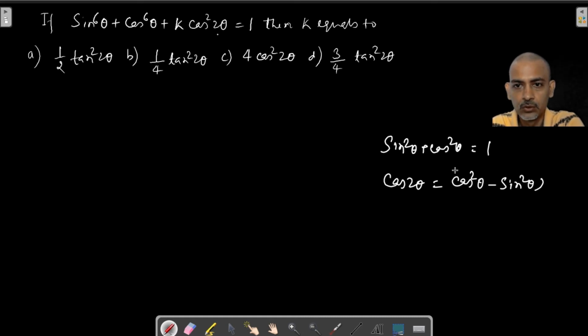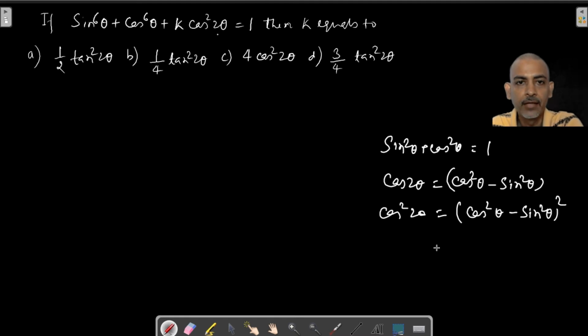You can see that there is again some expression in terms of cos theta and sin theta, and then there is a term multiplied to it, and moreover it is cos square 2 theta. If you take the square of cos 2 theta, what you will get is nothing but cos square theta minus sin square theta, whole square. Once you try to solve it, you can do two things. Either you can work it like this, or you can think of something else as well.